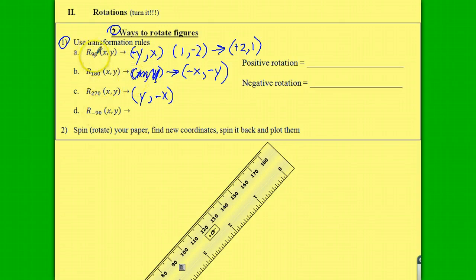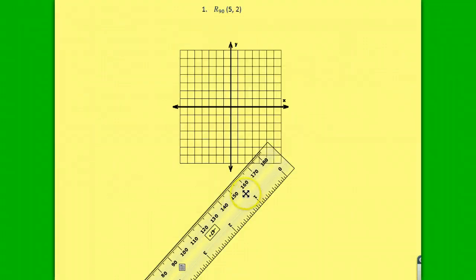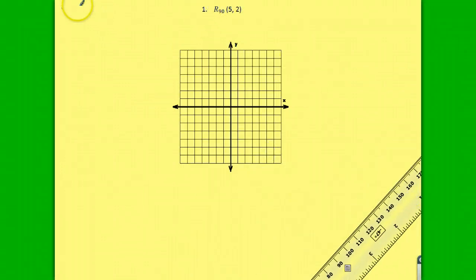All right. Positive rotations are all counterclockwise. And negative are all clockwise. Probably doesn't make sense right off the bat, but it will in a minute. And number 2 way is simply spin your paper, or rotate it, find the new coordinates, spin it back and plot them.